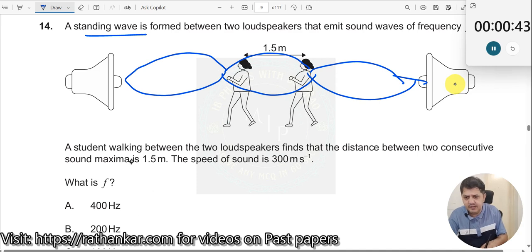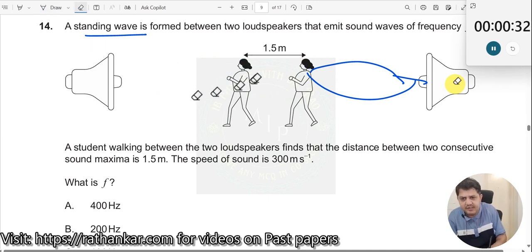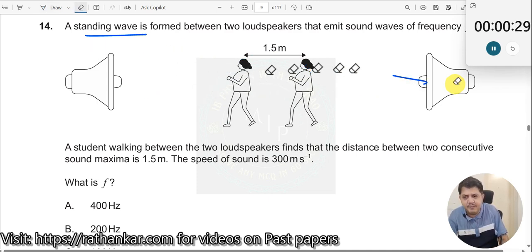A student is walking between two loudspeakers, finds that the distance between two consecutive sound maxima is 1.5 meters. I'm sorry, I should not have written it this way here. Two consecutive maxima. What is consecutive maxima? Maxima means he hears a large amplitude, right?